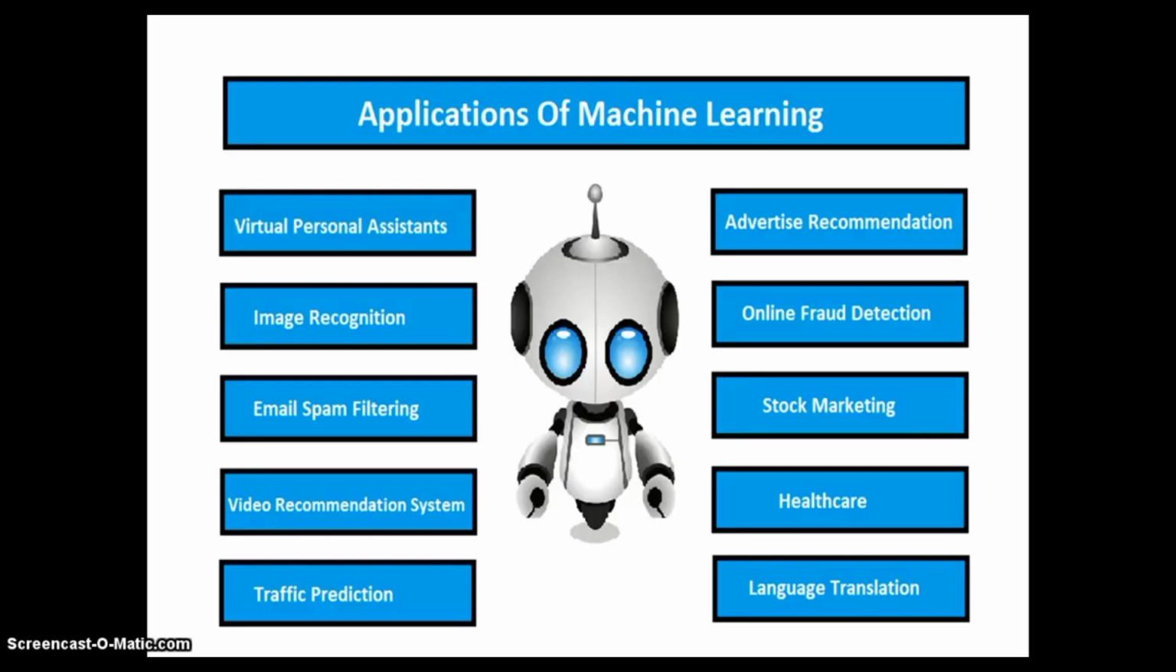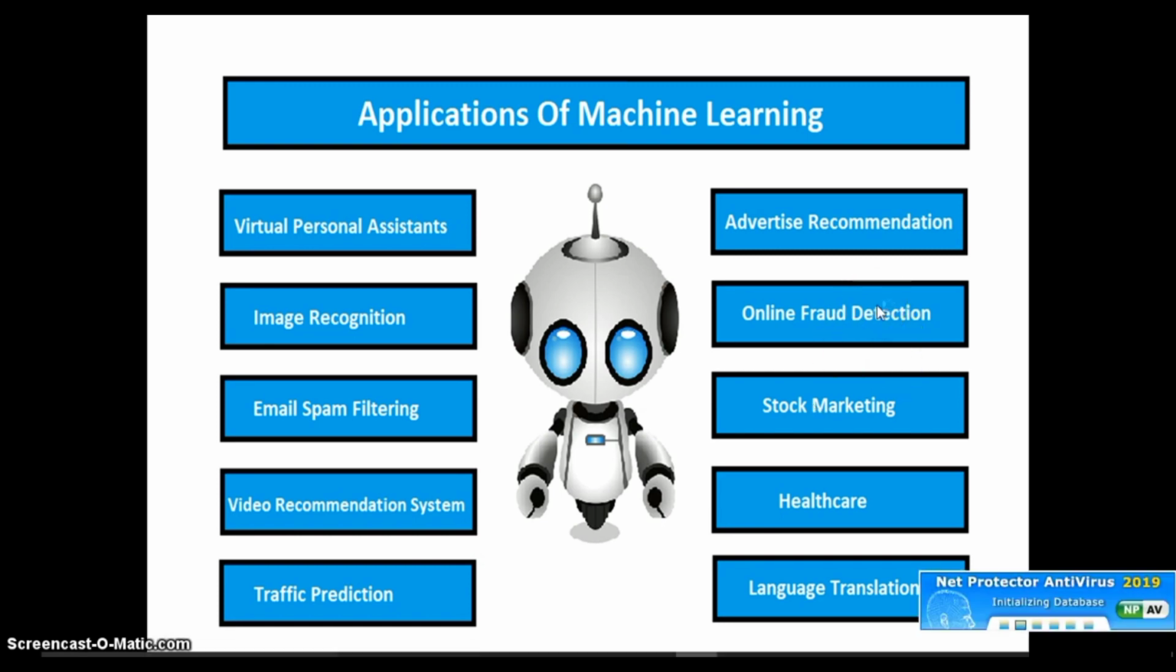Some of the applications listed here are virtual personal assistants, image recognition, video recognition, email spam filtering, video recommendation system as in YouTube, traffic prediction, which is in Google Maps, we are aware of this system. Next is advertisement recommendation on YouTube, online fraud detection, credit card fraud detection, stock marketing to predict which stock will have the highest market on that particular day.